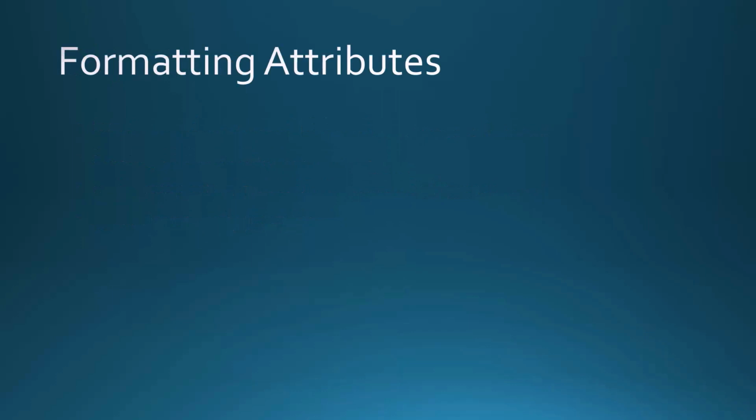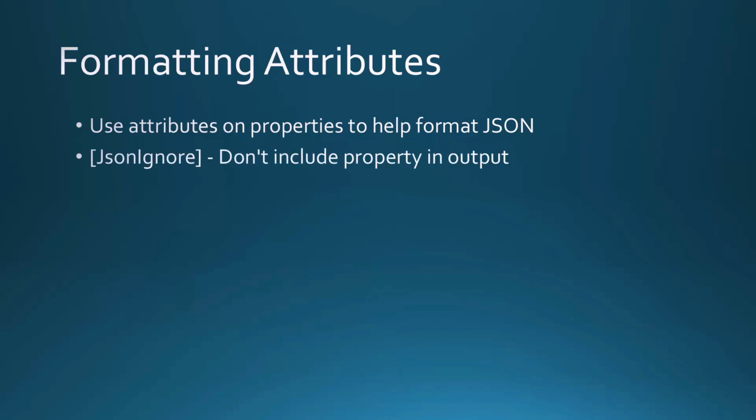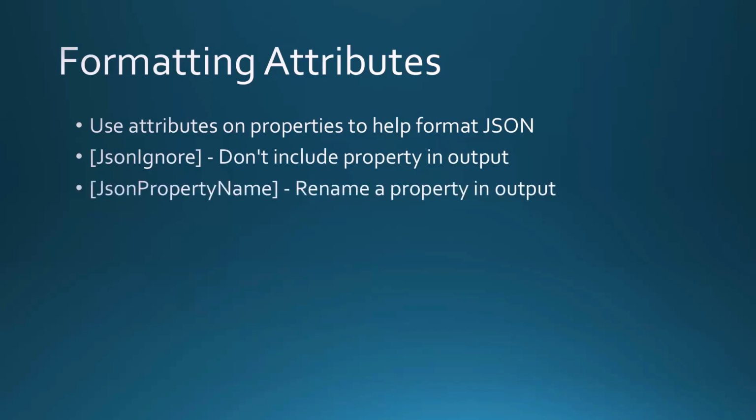There are quite a few formatting attributes available in .NET. We use these attributes on properties of our entity classes, like the product one, to help format the JSON. For example, we can add a JSON ignore attribute to not include a specific property in the JSON output. JSON property name renames one of the properties when it gets serialized to JSON output.